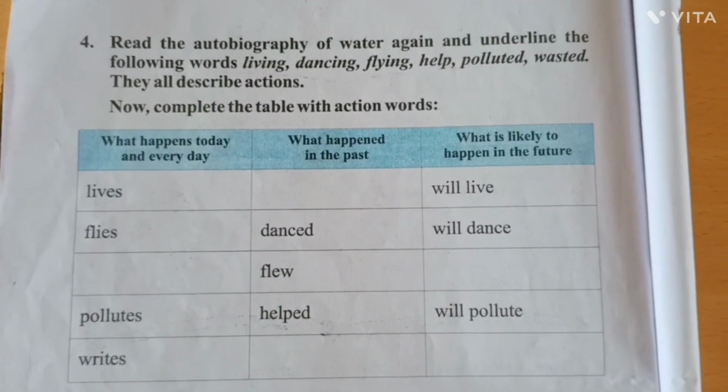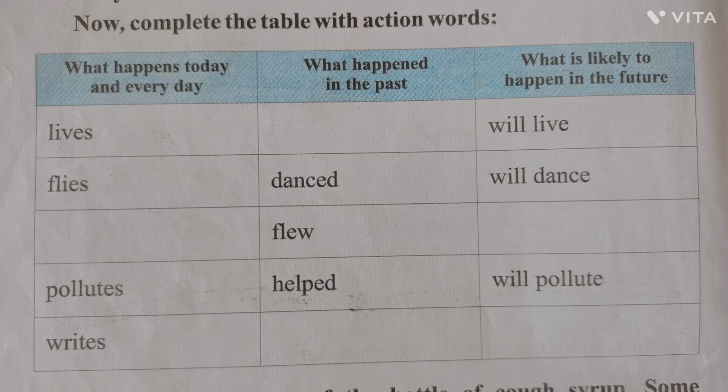So here we will see question number 4. We have to complete the table with action words. This is about tense: present tense, past tense and future tense. What is happening now is the present tense, what happened in the past is the past tense, and what is likely to happen in the future is the future tense.